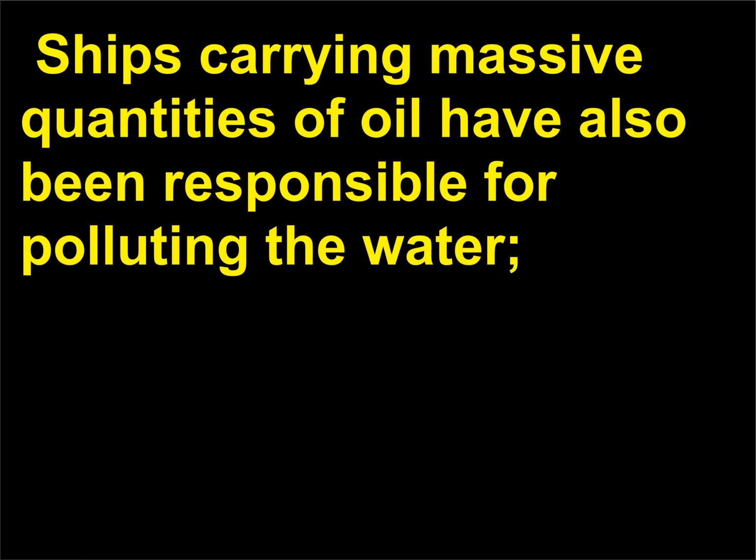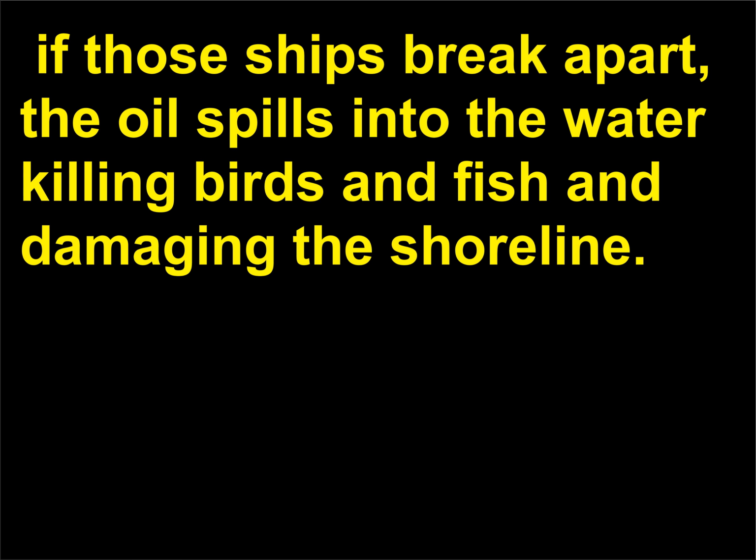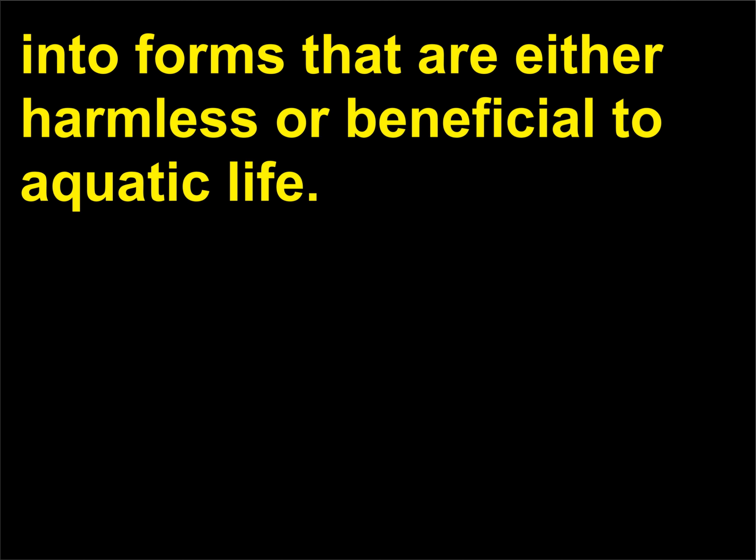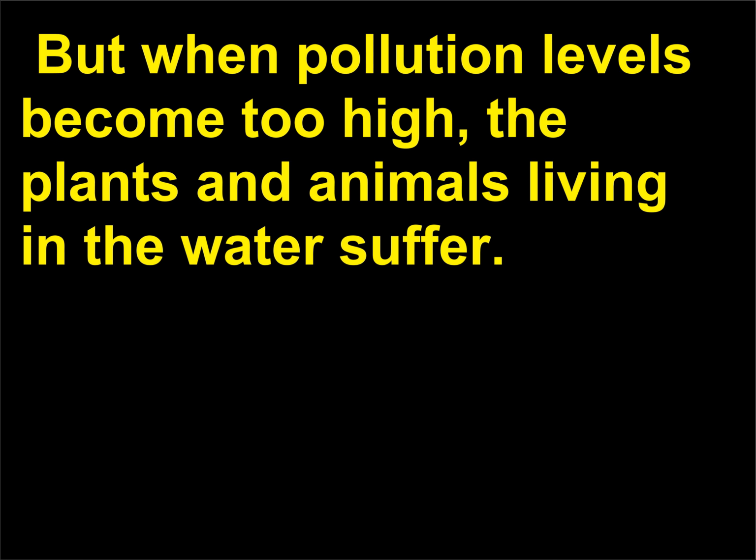Ships carrying massive quantities of oil have also been responsible for polluting the water. If those ships break apart, the oil spills into the water, killing birds and fish and damaging the shoreline. The world's oceans and rivers can break down some pollutants into forms that are either harmless or beneficial to aquatic life. But when pollution levels become too high, the plants and animals living in the water suffer.